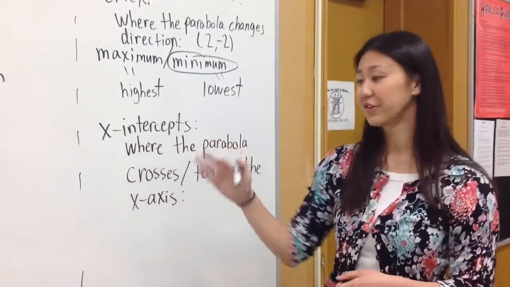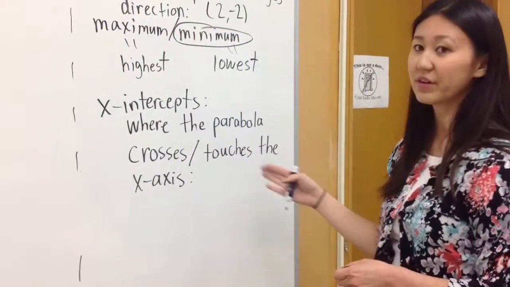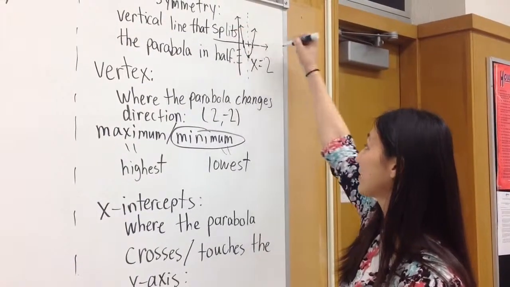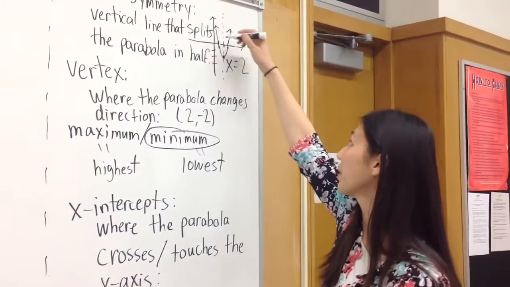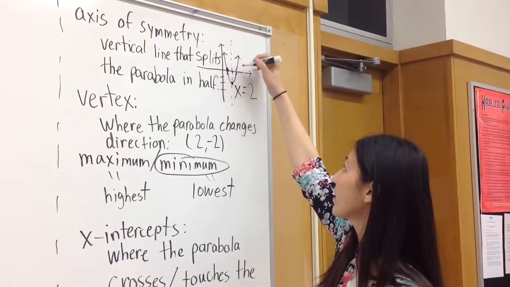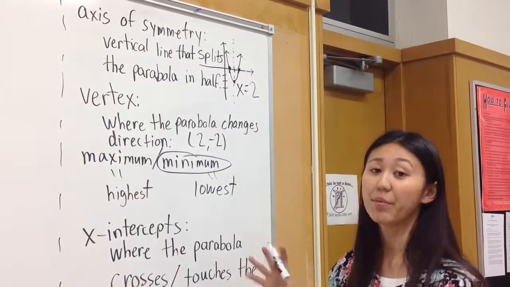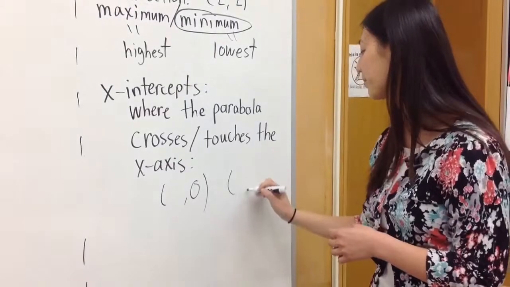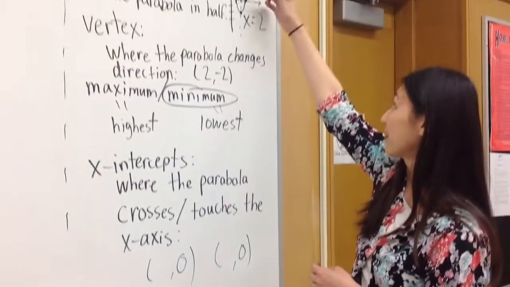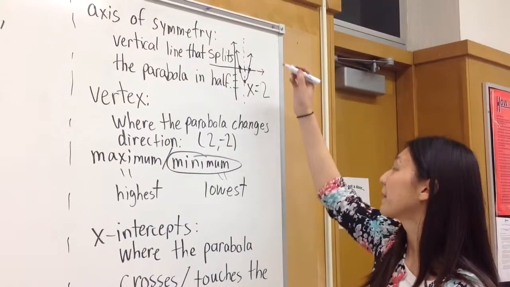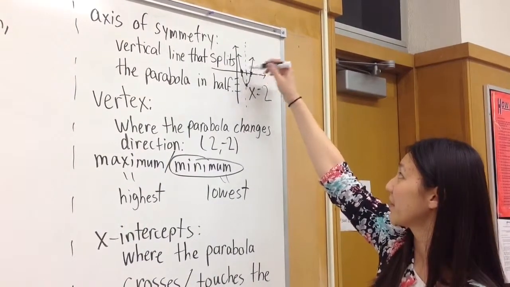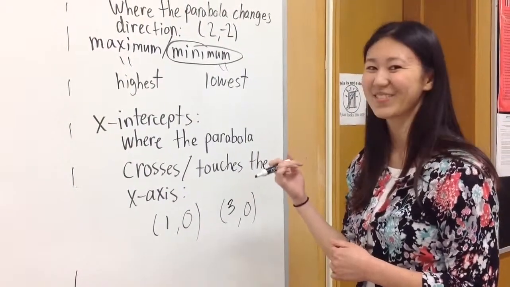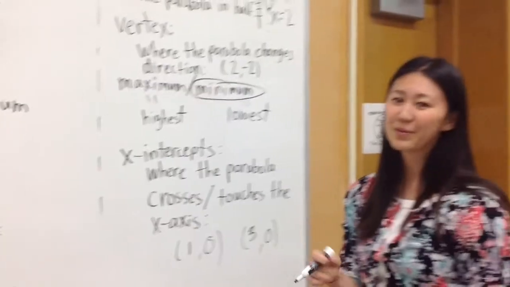Alright, lastly is our x-intercepts. That's where the parabola crosses or touches the x-axis. So right here, we look at our x-axis, that horizontal line, and we look at where the parabola crosses it. So right here and right here. Those are both going to be points, and they're both points that end with 0, because that's where the y is 0. This one's 1 over, so that's positive (1, 0), and (3, 0). So (1, 0) and (3, 0) are our x-intercepts. Alright, let's look at a couple other examples.